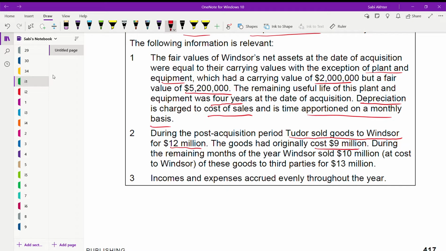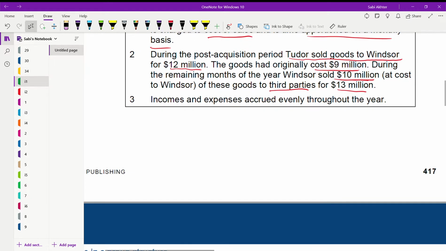During the remaining months of the year, Winston sold 10 million at cost of this goods to third parties. This time, the subsidiary is selling. Sorry, this 10 million was sold to third parties, okay? This is not an intra-group sale. You have to take this as a revenue of 13 million, but you have to time apportion again. Income and expenses accrued evenly throughout the year. The third point does not have so much impact.